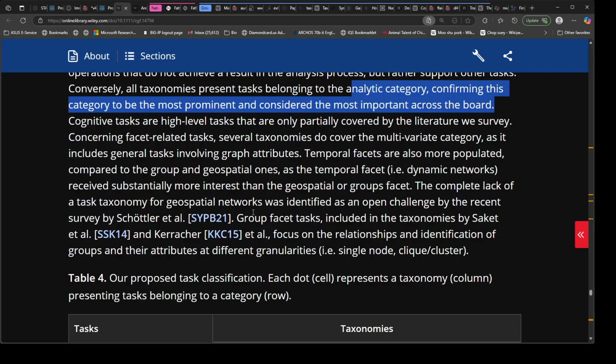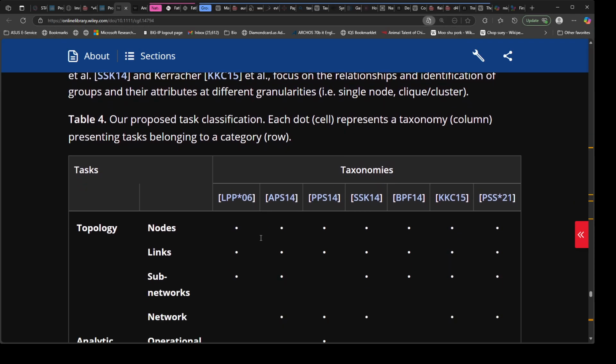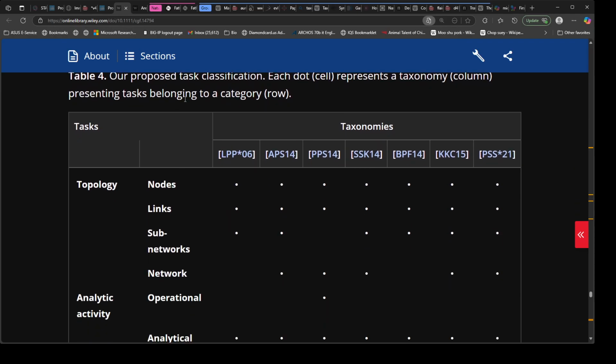Group facet tasks, included in the taxonomies by Saket et al. [SSK14] and Kerracher et al. [KKC15], focus on the relationships and identification of groups and their attributes at different granularities, i.e. single node, clique/cluster.